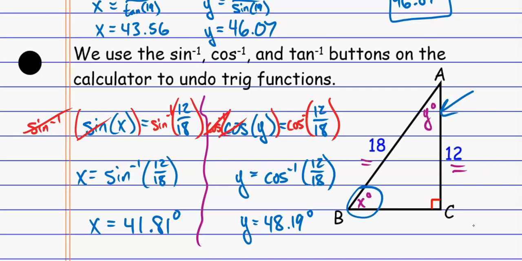So again, make sure you understand that it's the sine, cosine, or tangent of some actual angle equals that specific ratio, and you have to know those ratios. And then to undo that when it's needed, we use those inverse sine buttons on the calculator, okay?